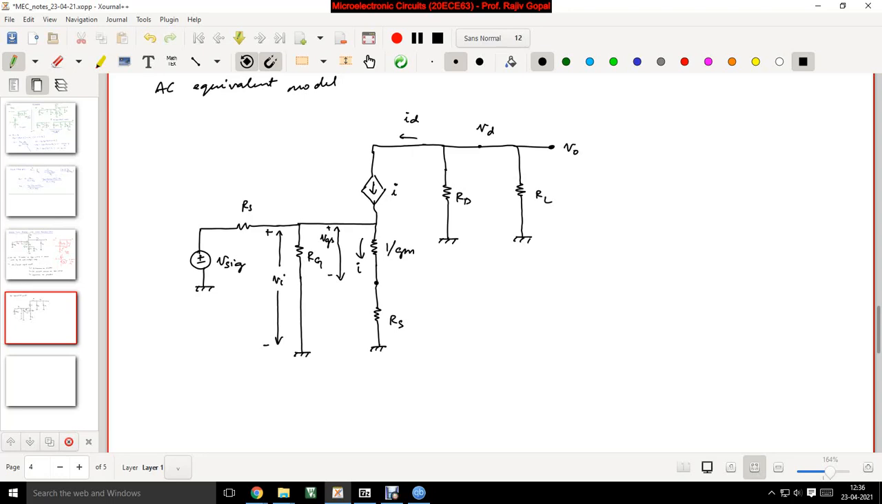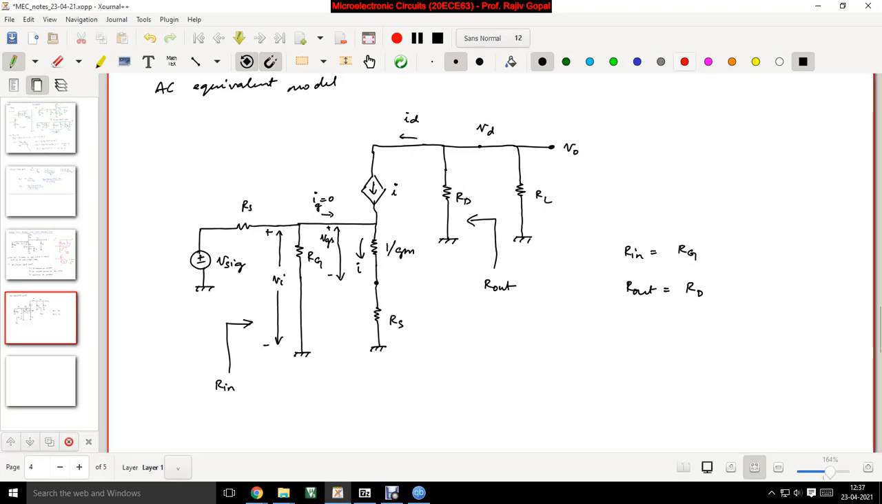All right. Then when I look into the source, I see Rin, and when I look into the impedance like this, I see Rout. So from this you can straight away tell that Rin is simply RG. There is no current flowing here. This current is 0, IG is 0, right? So I can see only one resistance, which is RG. So Rin will be RG, and Rout will actually be RD.